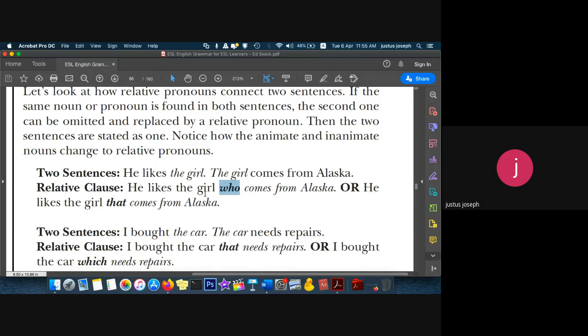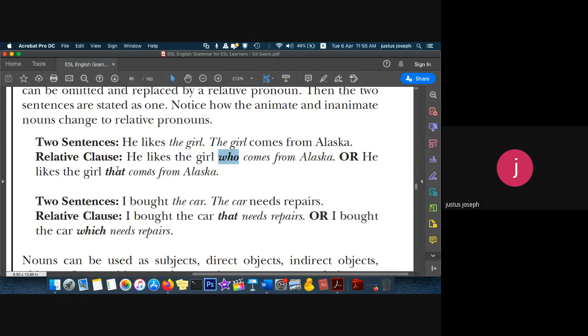Here we are talking about a person. We are talking about a human being. That is a girl, the girl. That's why we use the relative pronoun who. Similarly, you can also use the word that. Now, when I use the word that, I'm saying that this information, comes from Alaska, is also important, along with the information that he likes the girl.